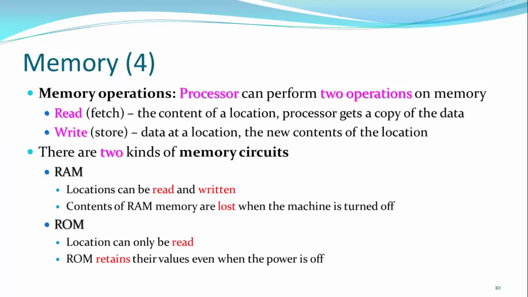And there are two kinds of memory circuits. One is the RAM, another one is the ROM. So what is the full form of the RAM? Random access memory. Yes, sir. Yes, I have to accept your answer.